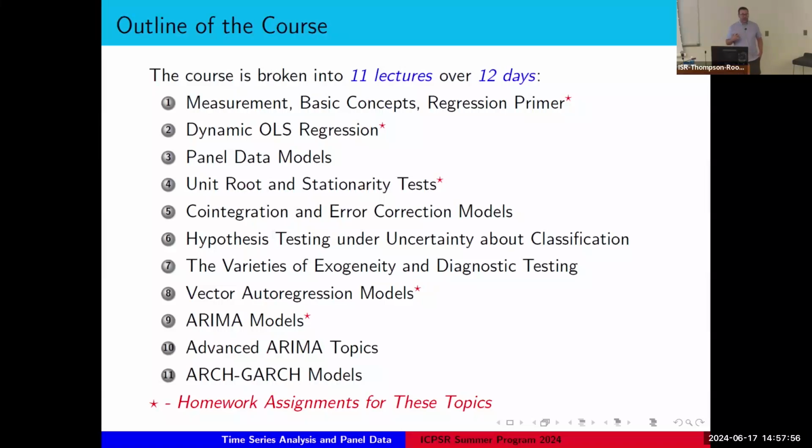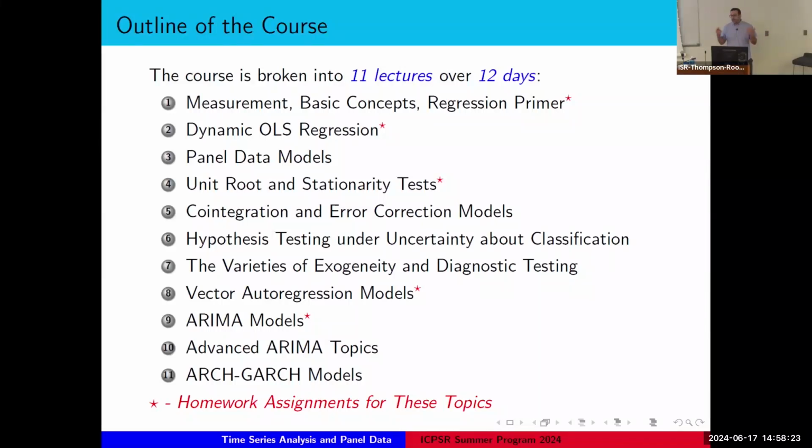So we're going to have 11 lectures over 12 days. We begin with a reminder about regression and the things that you'll need to know later in the class, and an understanding of what we're getting wrong with regression models when we fail to account for the temporal dimension of our data. Then we're going to use dynamic ordinary least squares regression, including lags of X and Y in our models. We'll introduce panel data models, and then unit root and stationarity tests.